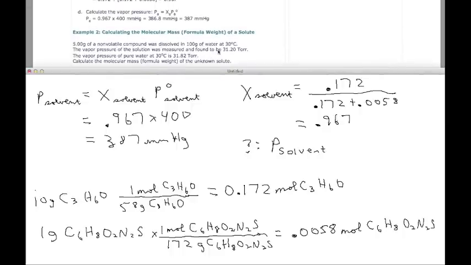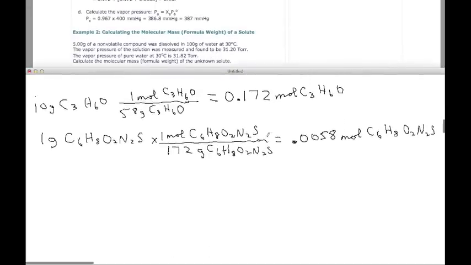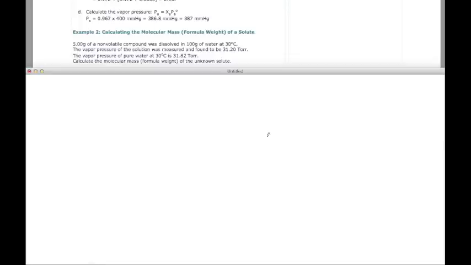Now let's try example two. Calculating the molecular mass, formula weight of a solute. 5 grams of a non-volatile compound was dissolved in 100 grams of water at 30 degrees C. The vapor pressure of the solution was measured and found to be 31.2 torr. The vapor pressure of pure water at 30 degrees C is 31.82 torr. Calculate the molecular mass of the unknown solute.